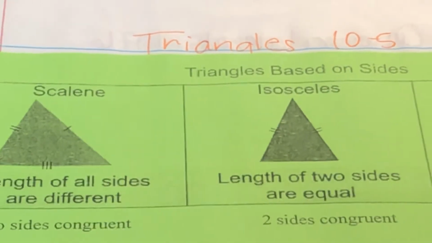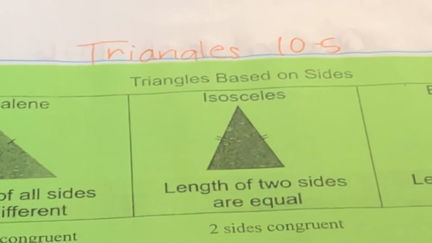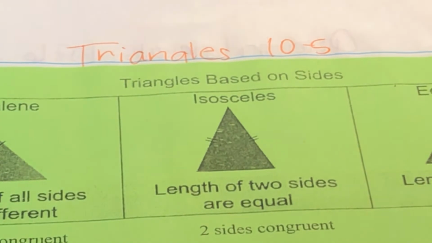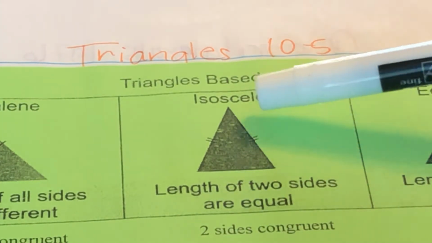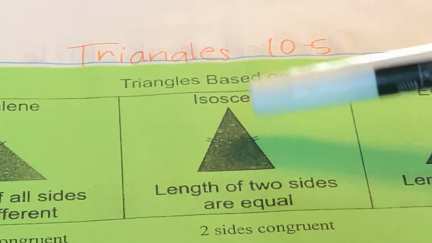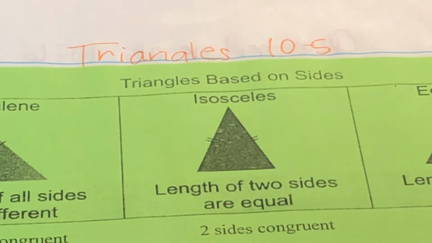If we look at the second type based on sides, it's called isosceles. An isosceles triangle means two of the sides are equal and the third side has a different length. So two of the sides are congruent, one side is different. If you look at this triangle, there are 2 hash marks on this side, 2 hash marks on this side, so you already know that those two have the same length since they both have the same markings on them. There's no marking on the bottom one, so it doesn't match. Isosceles triangle, the length of two sides are equal.